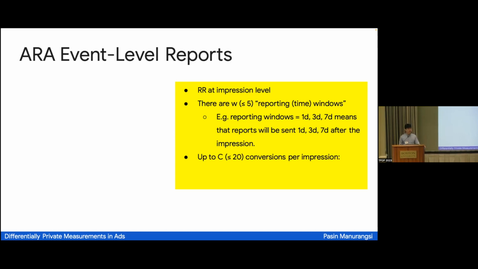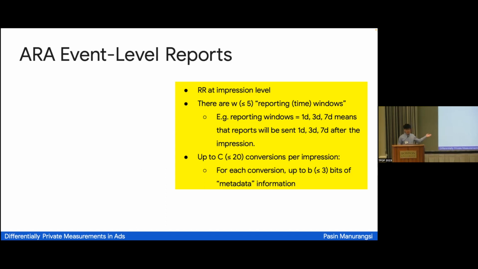And for each impression, we cap the number of conversions that can be attributed to it. And for each conversion, the advertiser can choose to specify a certain number of bits, in this case no more than 3 bits, to include some information about that particular conversion. This is called the metadata of that conversion.